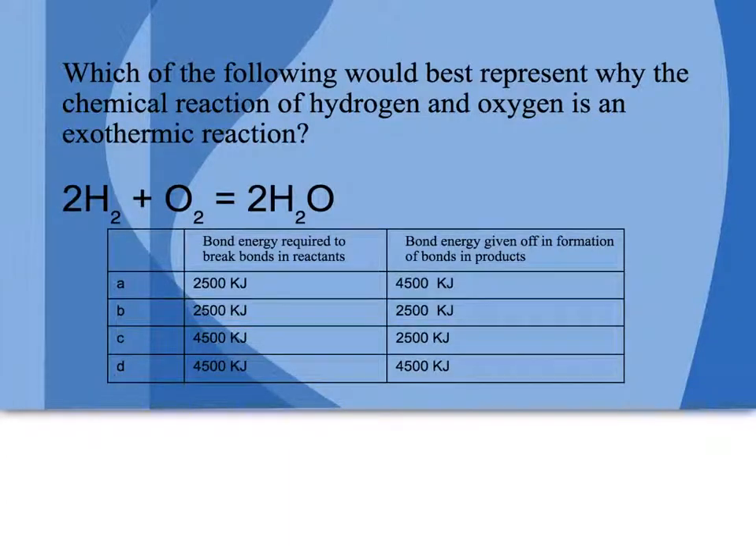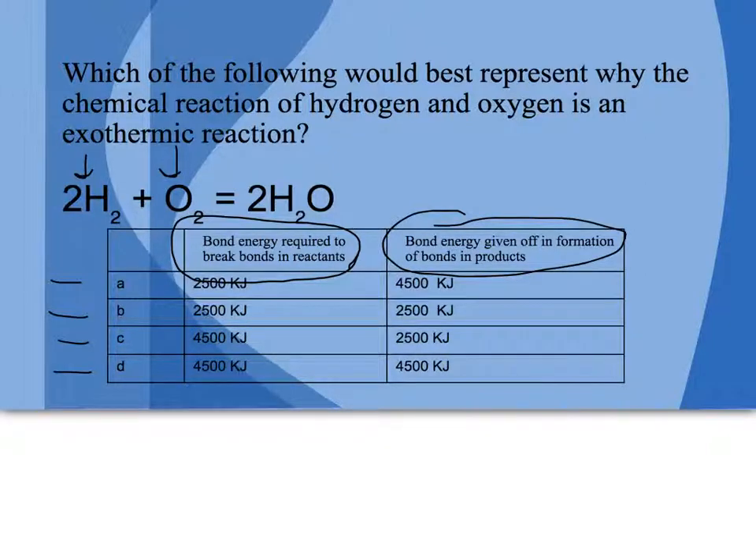If you take a look at this final question, it says, which of the following would best represent why a chemical reaction between hydrogen and oxygen is an exothermic reaction? So, if we take a look down at this table, we have options A, B, C, and D. The first column is how much energy is required to put into the system to break the bonds and actually have a reaction. The second column is how much energy is given off once the new bonds are formed as products, meaning after the reaction occurs.